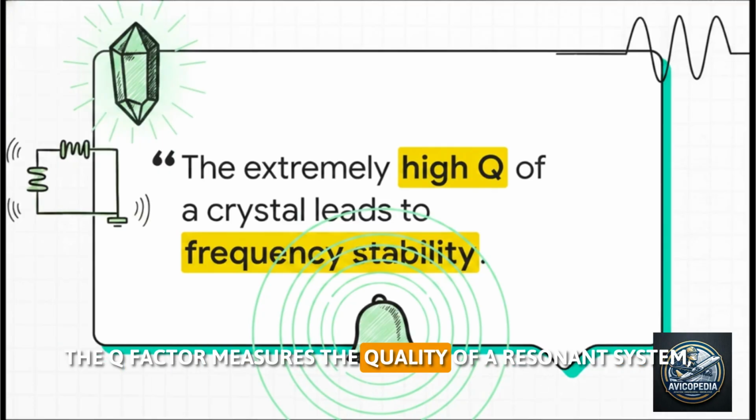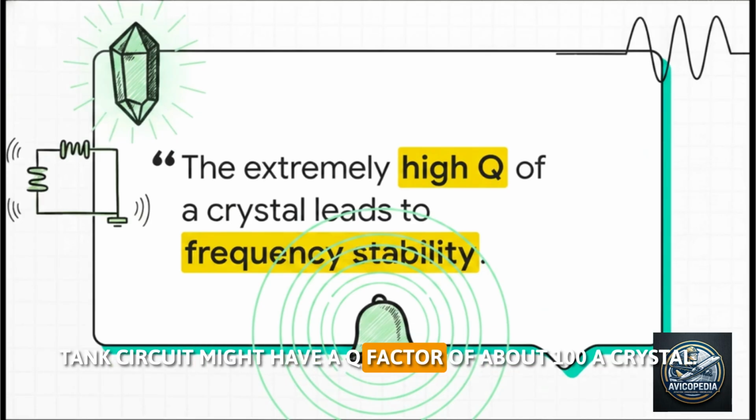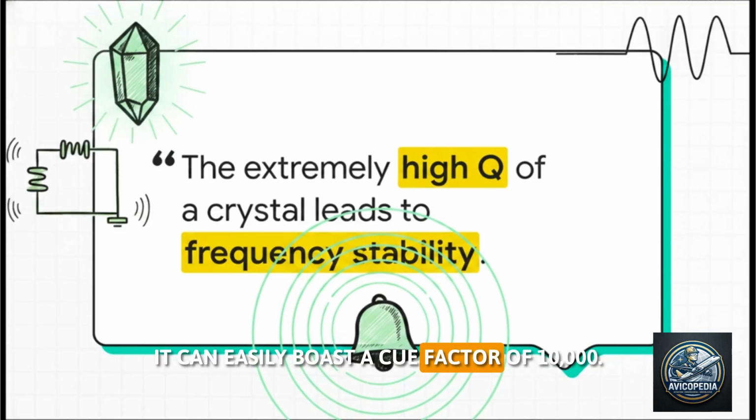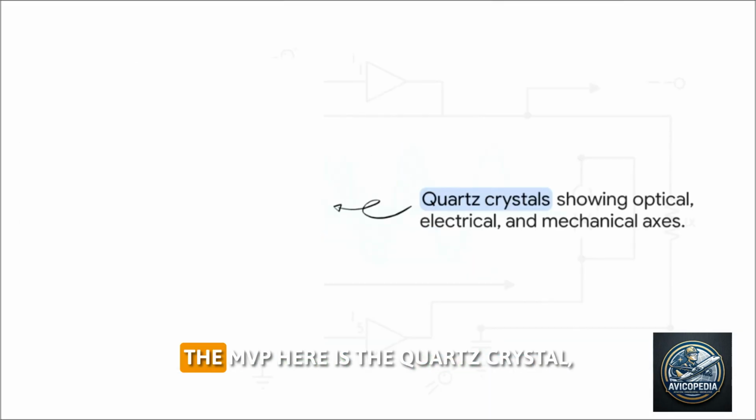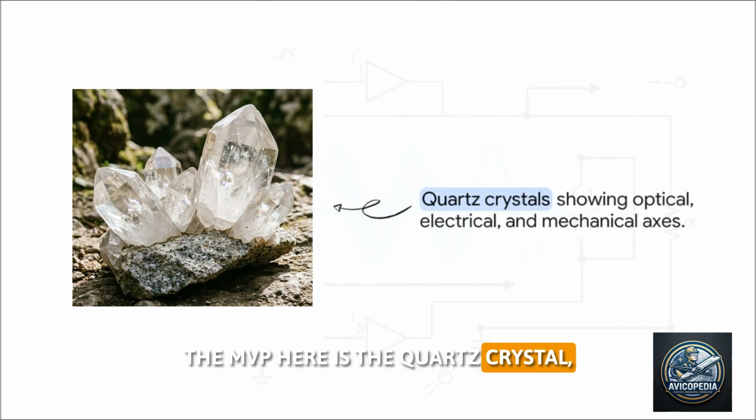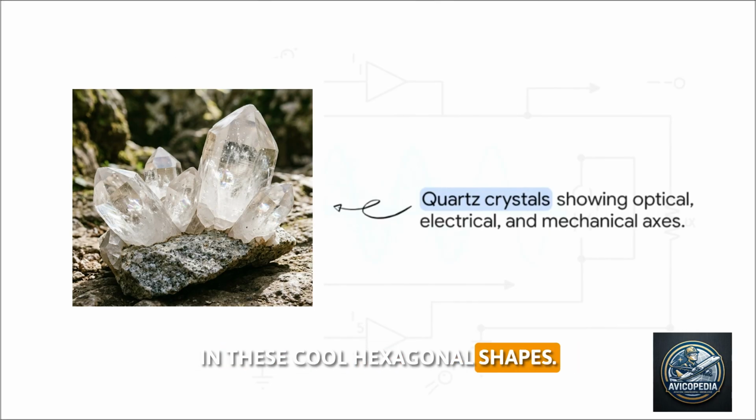The Q factor measures the quality of a resonant system, essentially how perfectly it rings like a bell without losing any energy. As this quote notes, a standard LC tank circuit might have a Q factor of about 100. A crystal? It can easily boast a Q factor of 10,000. That is a literally staggering leap in stability. The MVP here is the quartz crystal, which is inexpensive and naturally forms in these cool hexagonal shapes.